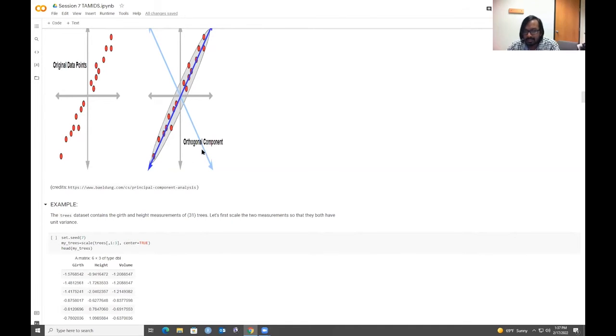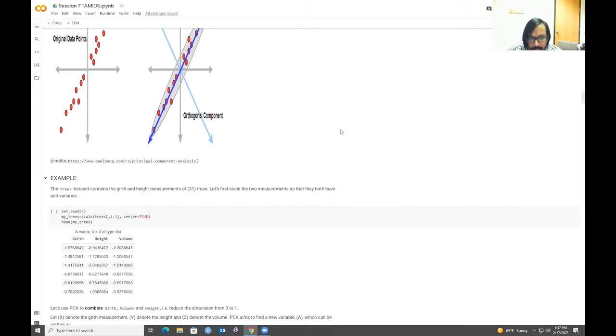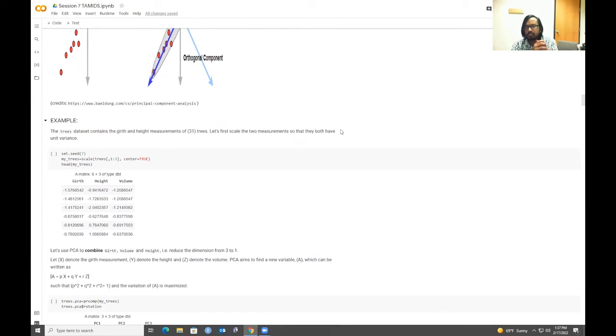All right, let's move on to the examples then. So we are going to consider a data set called trees, which has 3 features. It has girth, height, and volume. You should remember that for PCA as well, we should normalize the data. We should center it and scale it for very similar reasons.